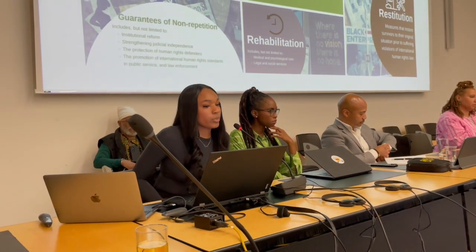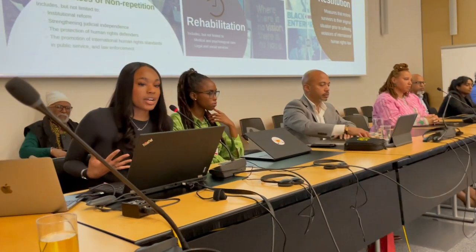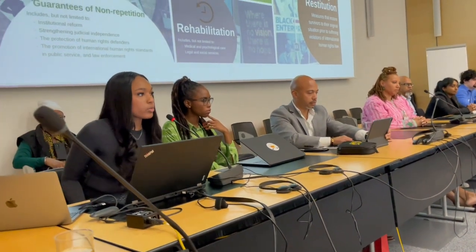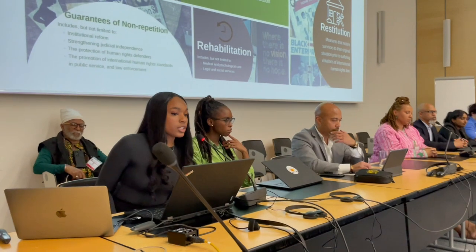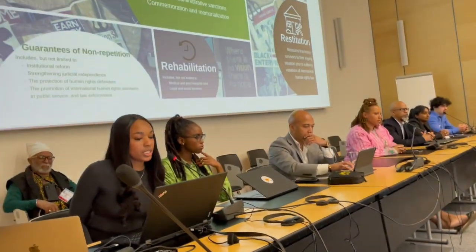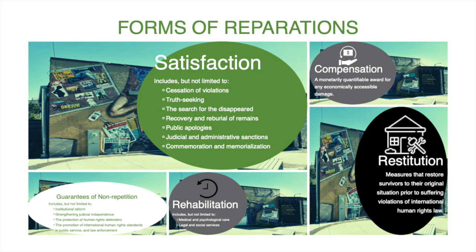So when we approach reparations, we see it as having 5 forms of reparations. And we get these forms from the United Nations. These include satisfaction, compensation, guarantees of non-repetition, such as institutional reform and strengthening judicial independence, rehabilitation, and this can include medical and psychological care, as well as social services and legal services. And then lastly, restitution, measures that restore survivors to their original situation prior to the violations of international human rights law.